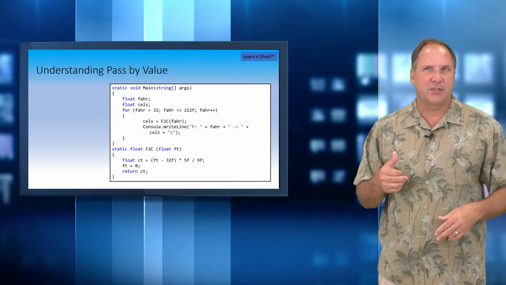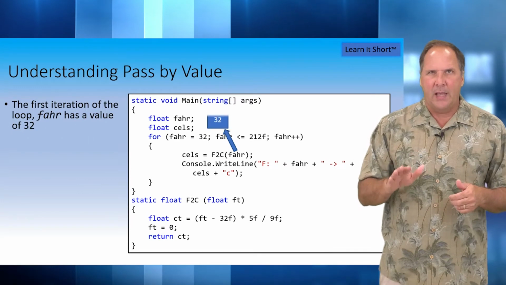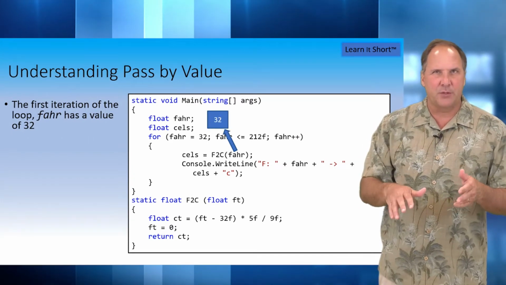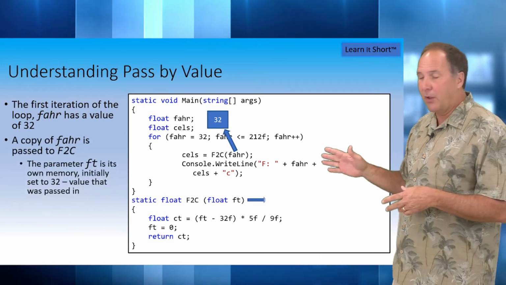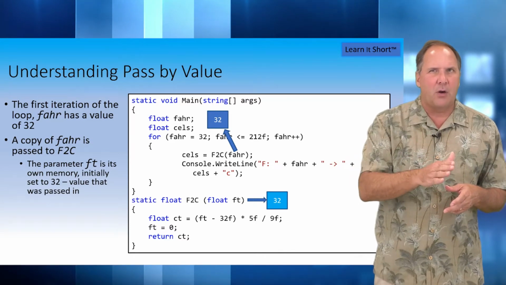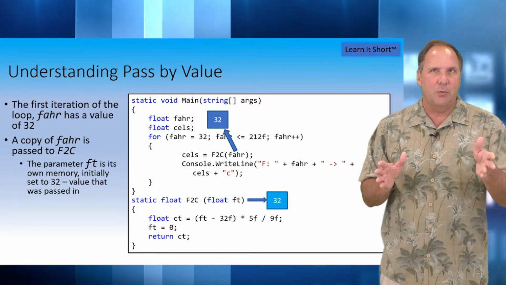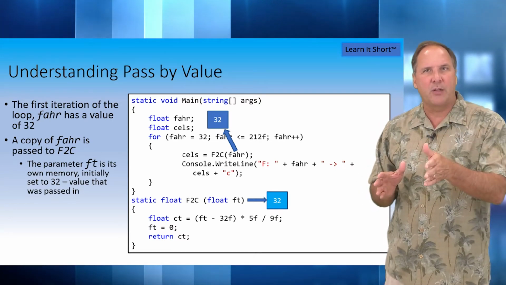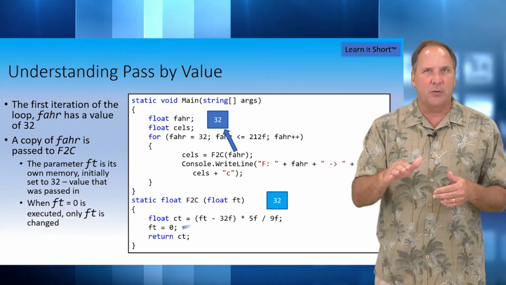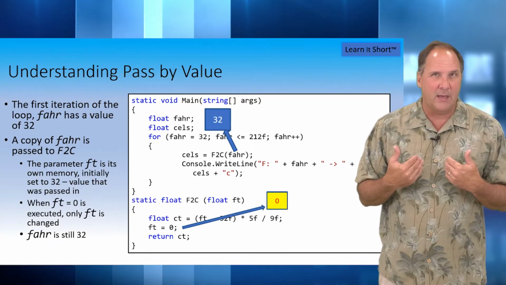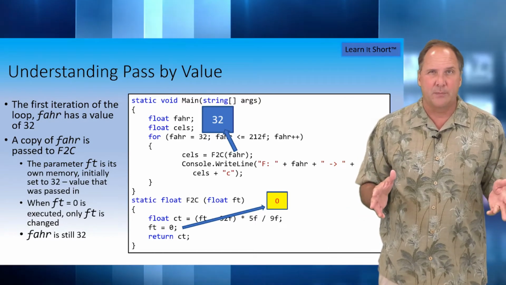Back to our old Fahrenheit to Celsius example. Initially, far is 32, and when we pass it to FToC for the first time, FT will also be set to 32. Since float is a value type, far and FT are different memory locations. They're different values. FT will be set to the parameter value initially, 32. But later in this code, when we assign 0 to FT, only FT is modified. It is a different entity than far, and far is not affected or changed.